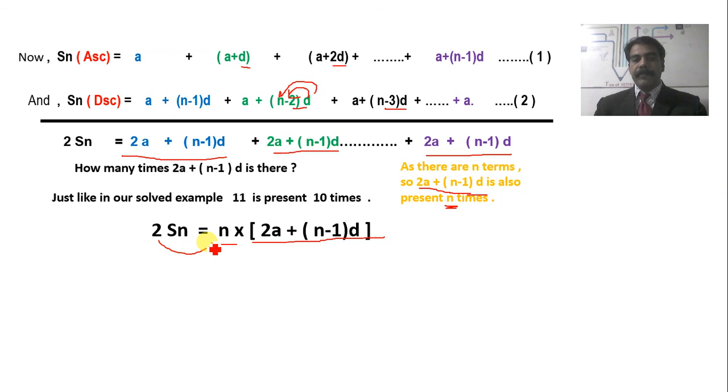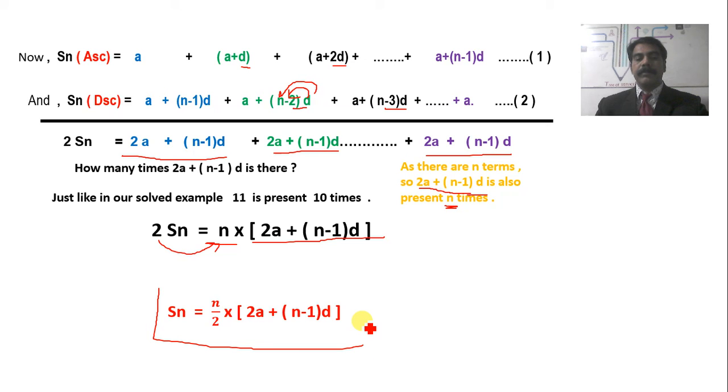Interchange the 2 to the other side. It will become Sn equals n upon 2 into 2a plus n minus 1 into d. So this is the general formula for obtaining the sum of n terms in an AP.